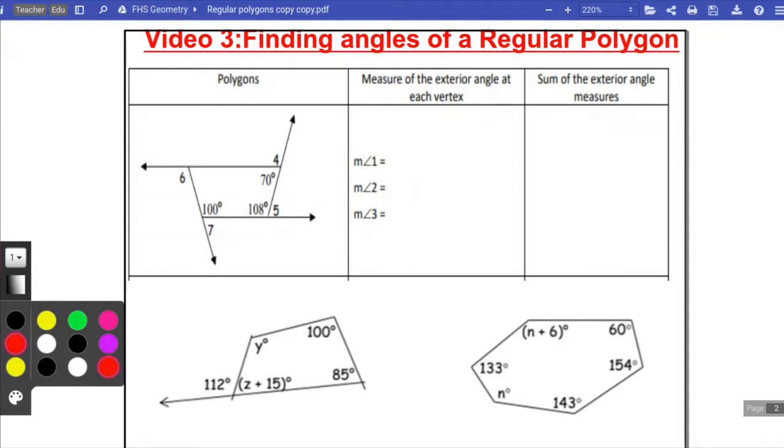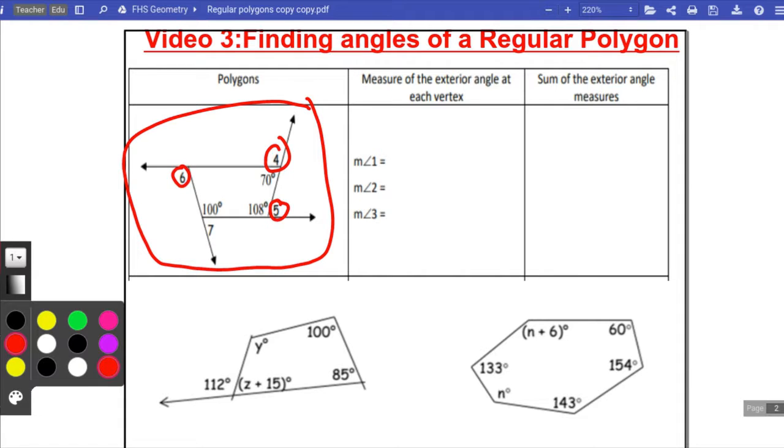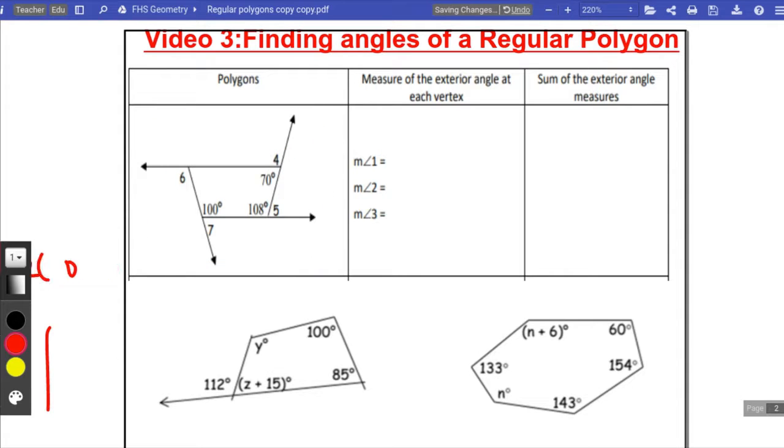So what we need to do here is, you see this crazy looking shape right here, all of this, right? We need to find 4, it's a missing angle. We got to find 5, it's a missing angle. We got to find 6, it's a missing angle. All right, so how do we go about doing that? The first thing you always do is find the interior missing angles. You ready? So let's go ahead and find the missing angles right here.